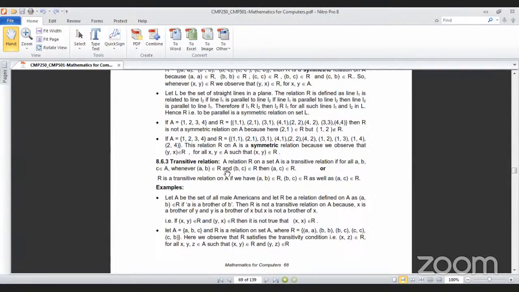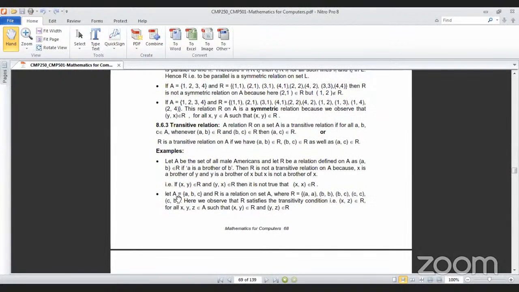Now transitive means one more element is required. That is, if AB belongs to R, BC belongs to R, then AC should also belong to R. Means the middle point, AB, BC. So they are saying the whole AC will also belong to R. For example, another one, ABC are there, AA, BB, BC is there, CC is there, CB is there. For transitive, what I need is AC, right?